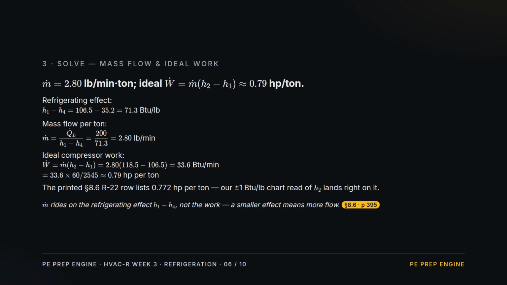Solve. Part 1. The refrigerating effect is 106.5 minus 35.2, 71.3. Mass flow per ton is 200 over that, 2.8 pounds a minute. Ideal work is mass flow times the 12 BTU enthalpy rise, 33.6 BTU a minute, which converts to about 0.8 of a horsepower per ton. The handbook table lists 0.772. Our chart read lands right on it.